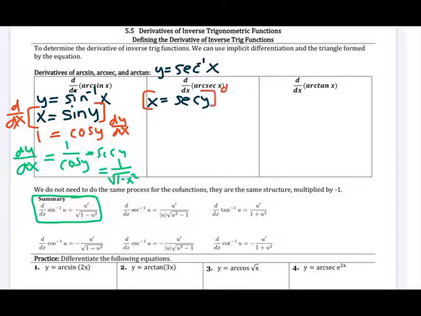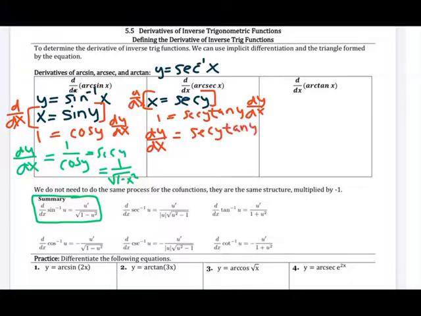Now we can take the derivative with respect to x of both sides. That's going to give me 1 equals the derivative of secant of y, which is secant y tangent y, times dy dx, because we are differentiating implicitly. So we can solve for dy dx. That's going to give us that dy dx equals 1 over secant y tangent y.